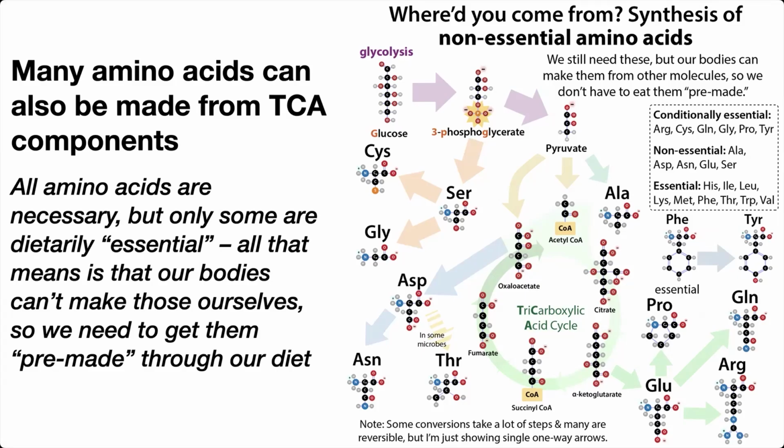Some of them, the most important ones, are often the ones that we can make ourselves. We need to have that machinery to make them ourselves because they're so important. And some amino acids are what we consider conditionally essential because we can make them from essential ones. We could make them, but not fast enough to keep up at some stages of our life and things like this.